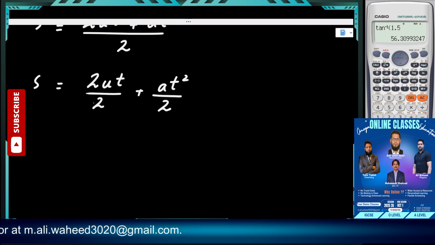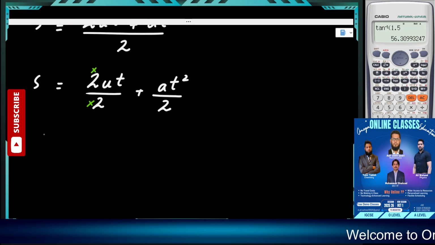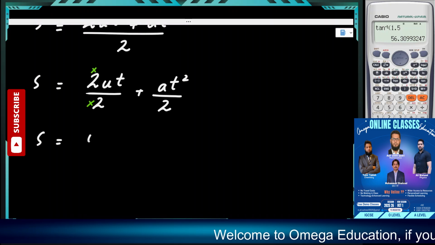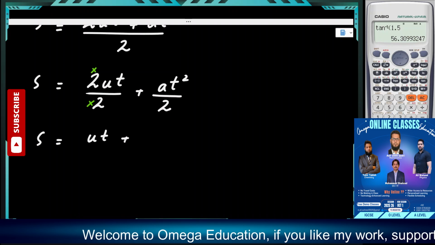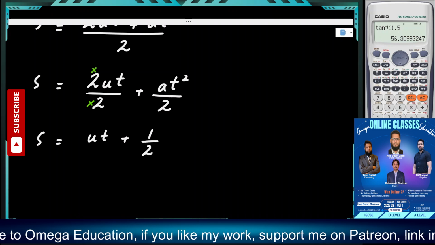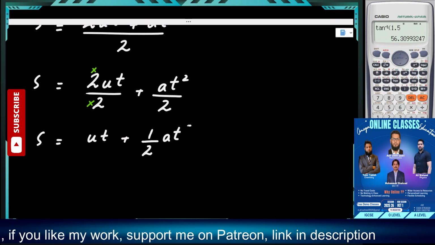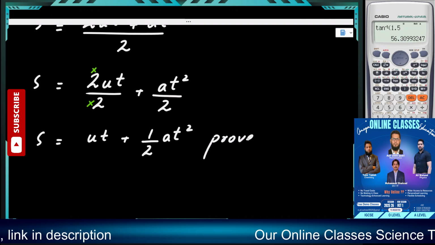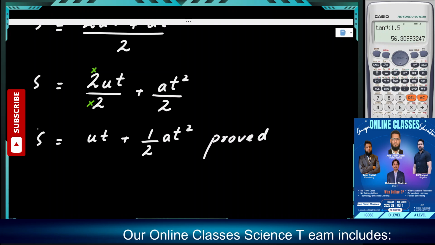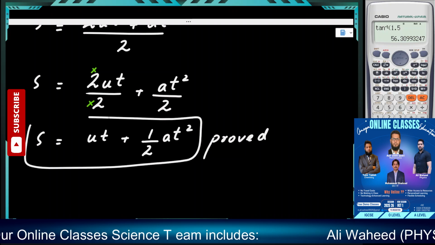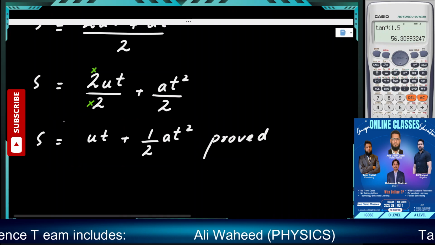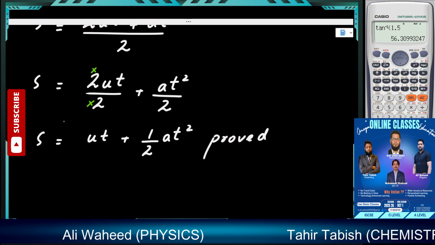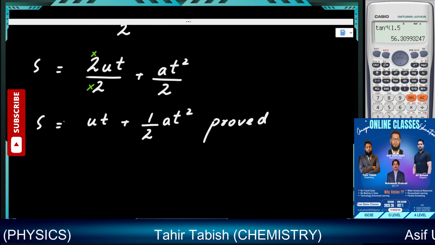We can do some cancellation here. This 2 and this 2 would be cancelled out, and you'll be left with this thing. And this is exactly what we had to derive. So s equals ut plus 1 over 2 at square.